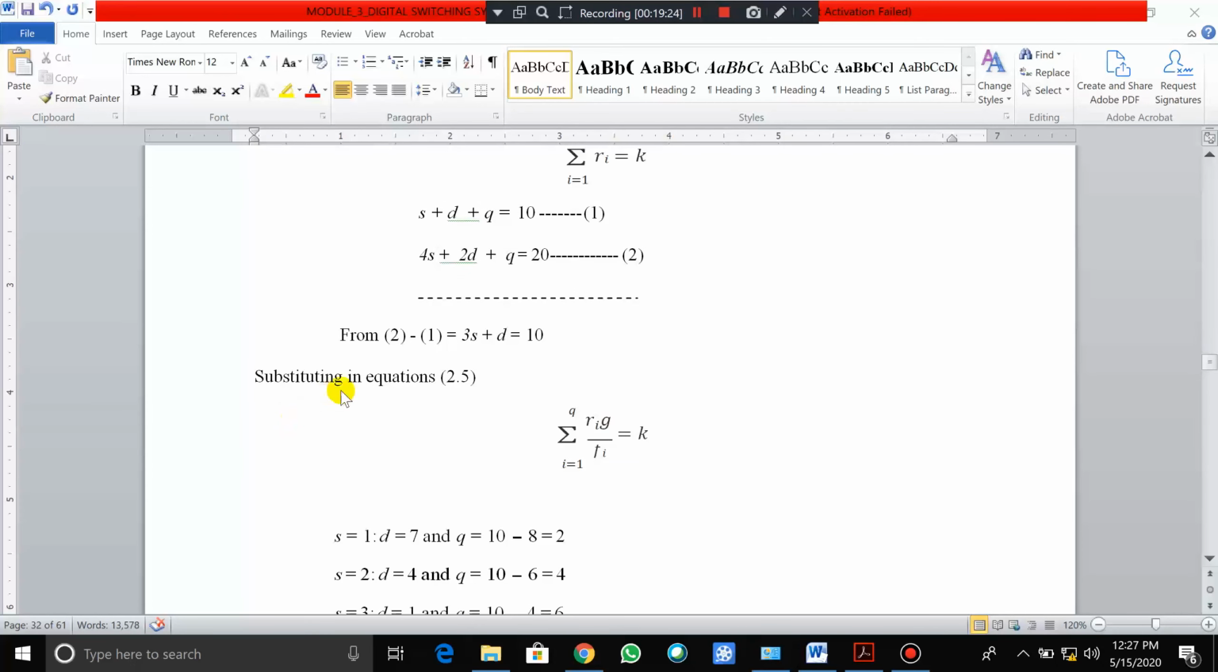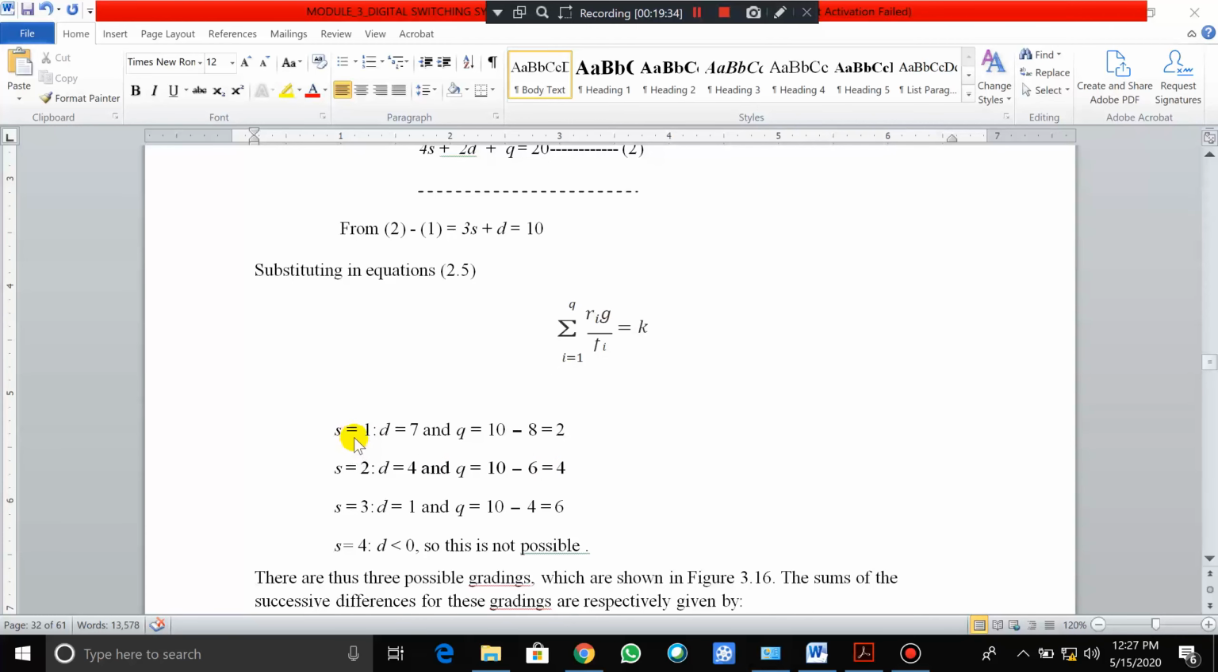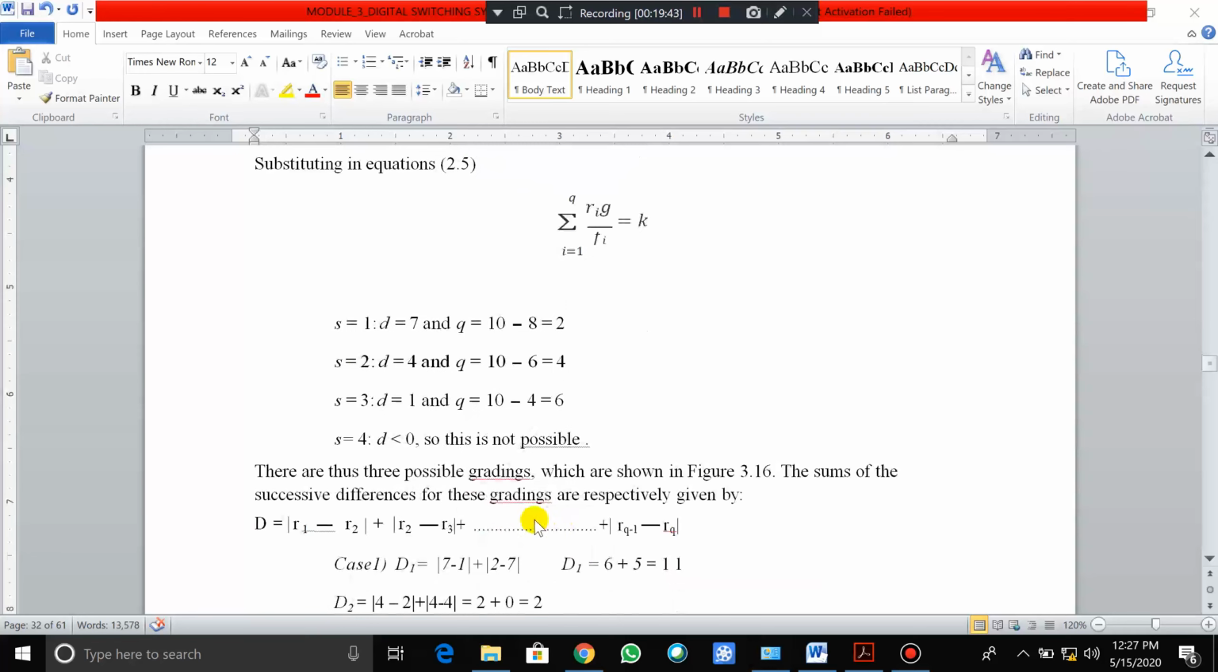Then substituting the equation, that is 2.5, we have the summation of i varies from 1 to q of r of i into g by t of i is equal to k, and we have S is equal to 1, D is equal to 7 and Q is equal to 2. Similarly, we have Q is equal to 4. Similarly, we have Q is equal to 6. And so it is not possible, we are not able to find the Q in this condition.